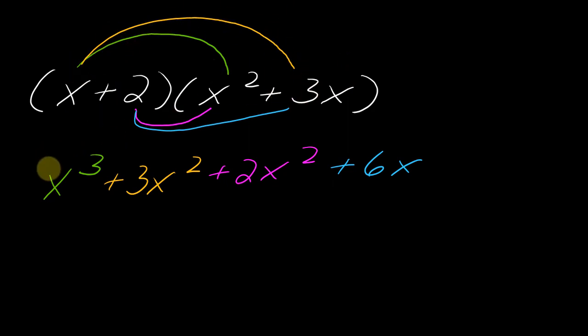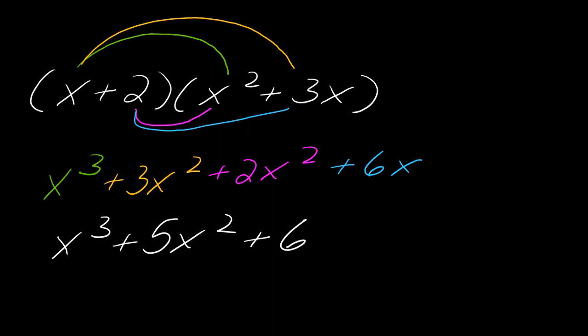From here, you can just look at what you're left with and ask, can I collect any like terms, which in this case we can. So this will be x cubed plus 5x squared plus 6x. And then we're good to go.